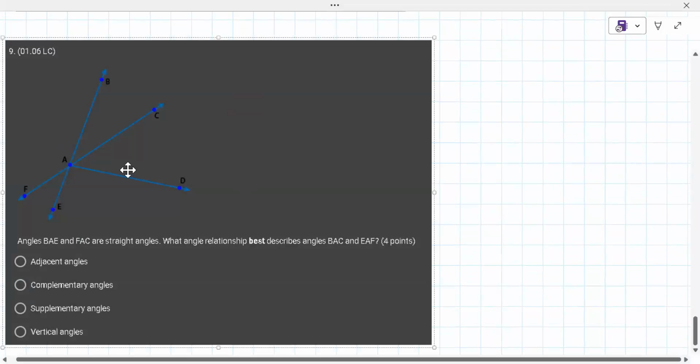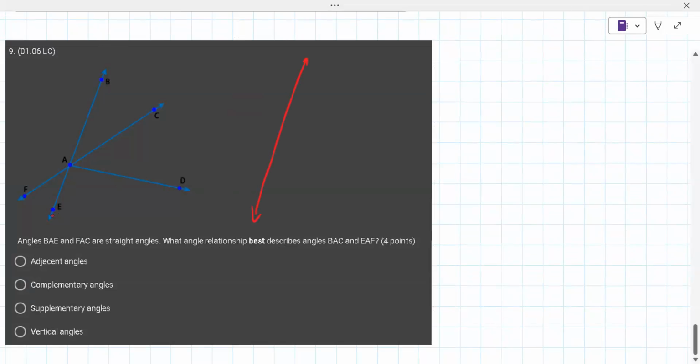All right, so here we go. We've got angles B to A to E. B to A to E is a straight angle. That means it makes 180 degrees. The other one, which intersects it, F to A to C, is also 180 degrees. Okay, but they intersect here.